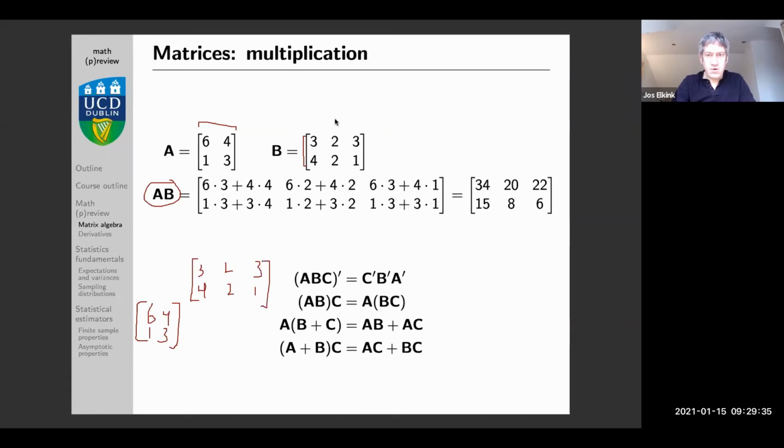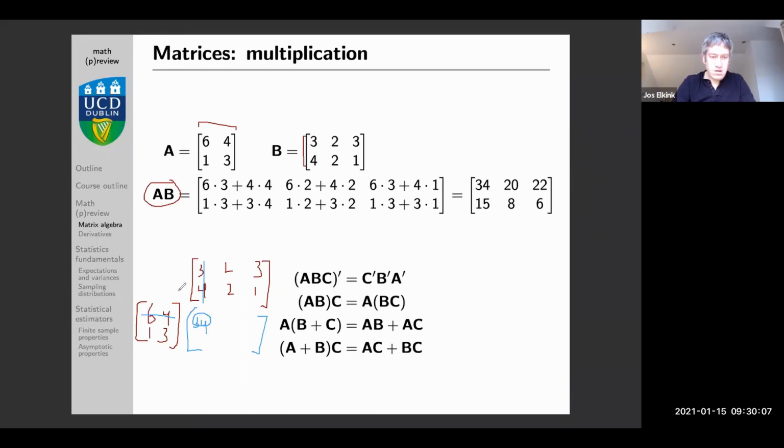And then I think of the products. I'll put a different color to make it easy. The product then ends up here. And you can think of these as vector products. So we already know the inner product of two vectors, right? That was the sum of each of the elements multiplied. So this is the first row vector of the first matrix. This is the first column vector of the second matrix. And this is the inner product of those two. Yeah? So 6 times 3 plus 4 times 4 equals 34.